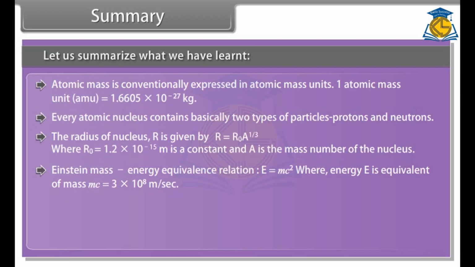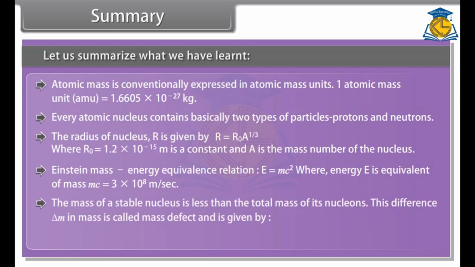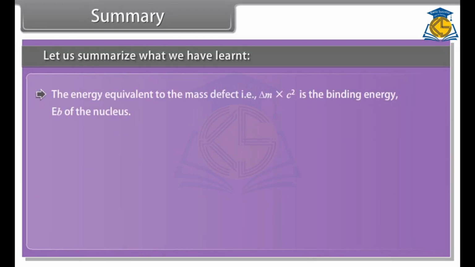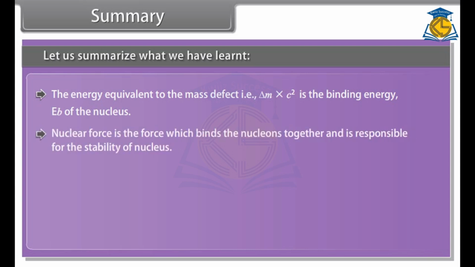C is the velocity of light in vacuum, that is 3 into 10 raised to the power 8 meter per second. The mass of a stable nucleus is less than the total mass of its nucleons. This difference delta m in mass is called mass defect and is given by the energy equivalent to the mass defect, that is delta m, into c square is the binding energy, EB, of the nucleus. Nuclear force is the force which binds the nucleons together and is responsible for the stability of nucleus.